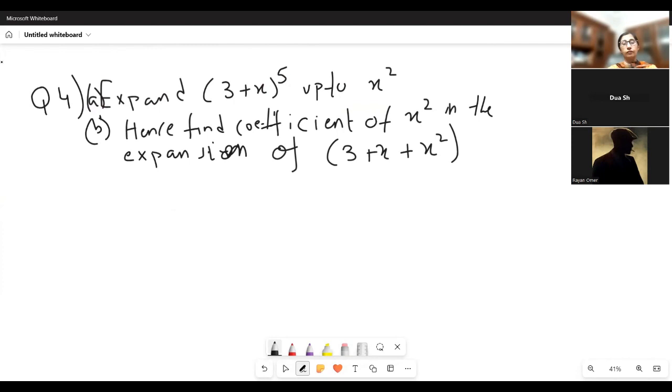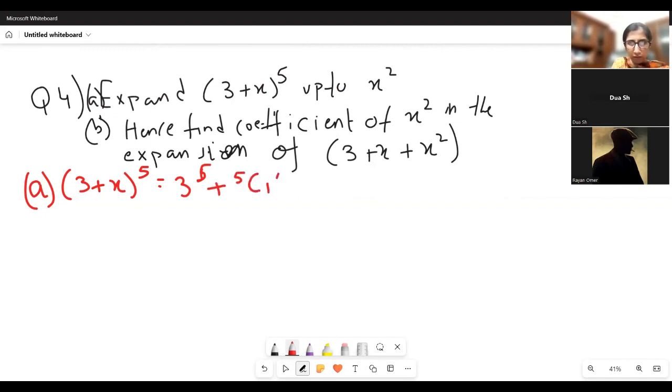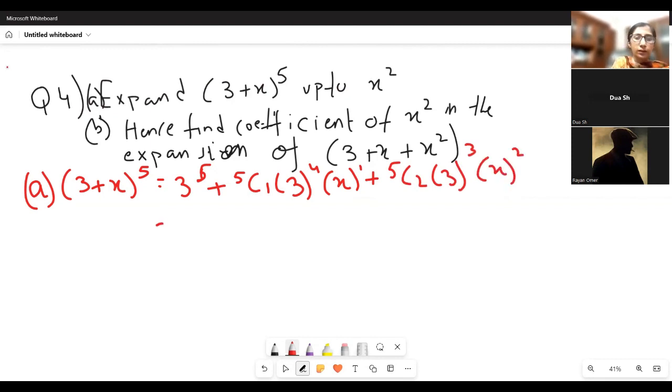So in the first part, we have to expand (3 + x)^5. Let's do that. So it's 3 power 5 plus 5C1, 3 power 5 minus 1, which is 4, and x power 1, plus 5C2, 3 power 3, and x power 2. So we stop here.